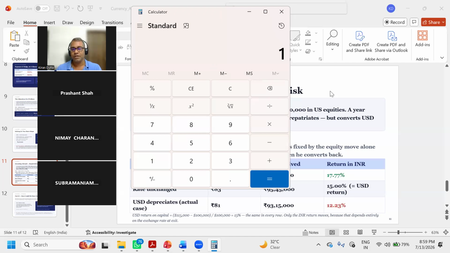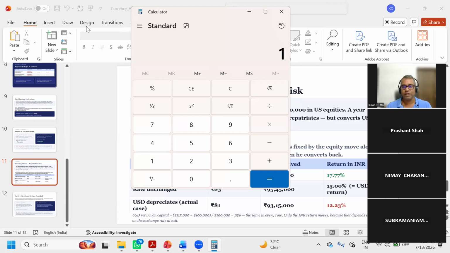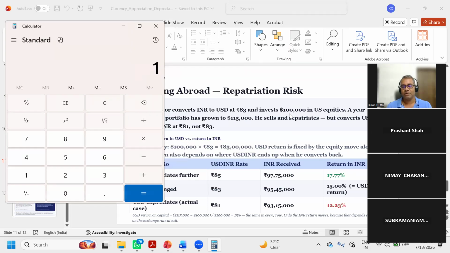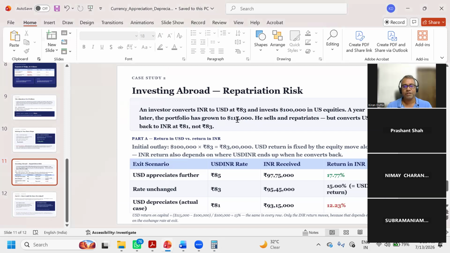But I think you got it. Most of you have got it. So primarily, what is happening? He has invested $100,000, and the value of the investment has gone up to $150,000, right? But when I'm bringing back the money, I'm bringing it at 81 and not at 83. So what does it mean? Even before calculating, am I losing value or am I gaining value here?